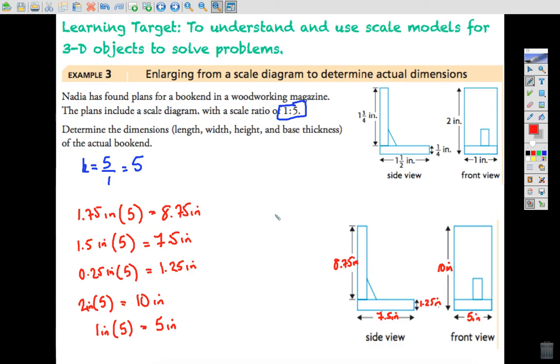And so that's all there is to it. So we simply look at our scale factor, look at our ratio. We try and figure out if we're enlarging or if we're shrinking or reducing. Based on that, we know if our scale factor should be bigger or smaller than 1. Determine your scale factor and then scale up your measurements. And that's all there is to it.